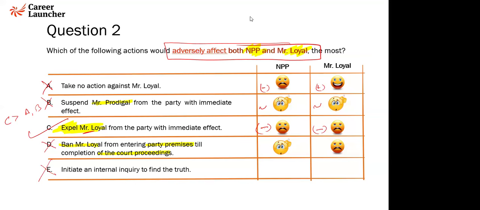Option B is bad for Mr. Loyal, because yes, but please remember, Harish, it is suspension. There's a difference between suspension and expulsion. I'm sure you're aware of it. Suspension is temporary, till we get more data, till investigation is on. Suspension is always by nature temporary. But expulsion is not temporary. So choice B, suspension, is positive for Mr. Loyal.